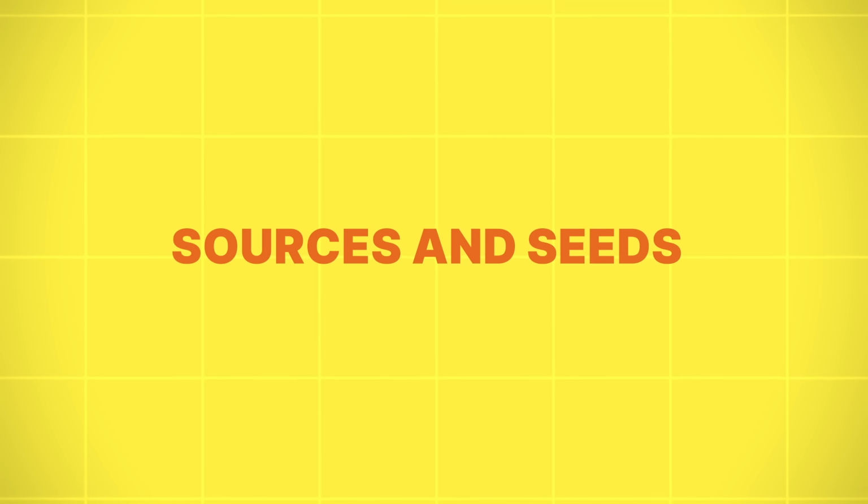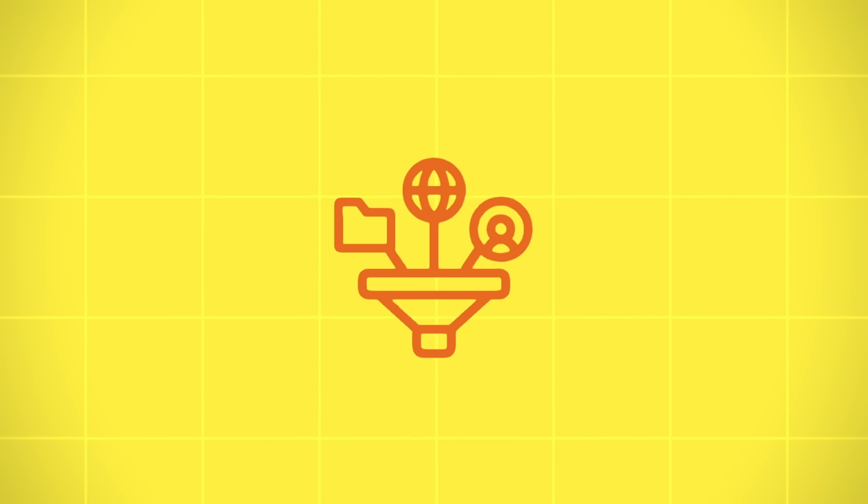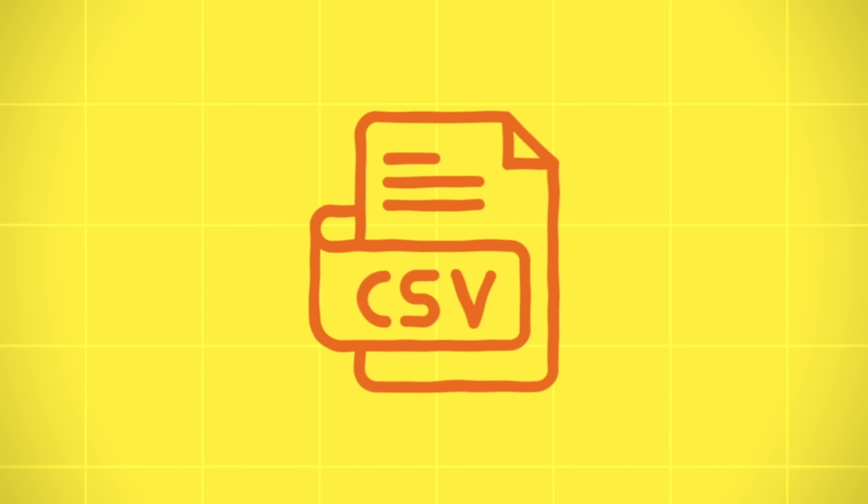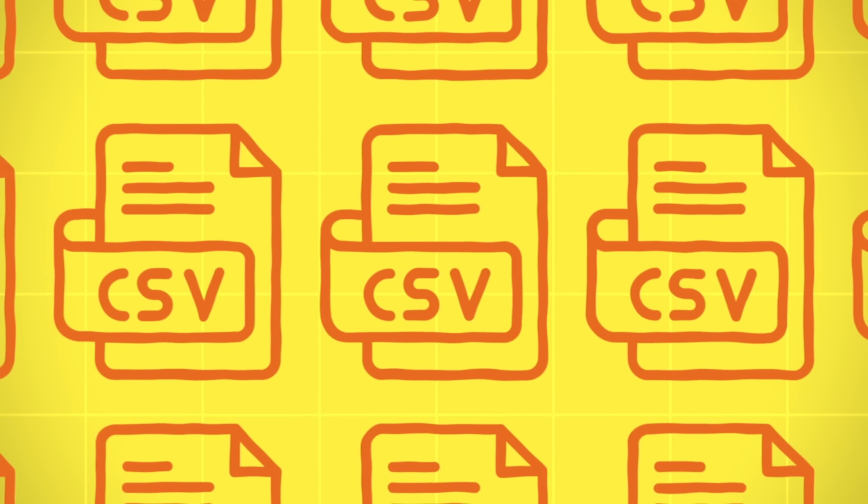And the last concept is called sources and seeds. The data that you extracted from multiple sources and dumped into the warehouse is called the sources, and seeds are small CSV files that you want to upload while your transformation pipeline is running. So there are some CSV files lying around and you might want to use them. They are considered seeds.